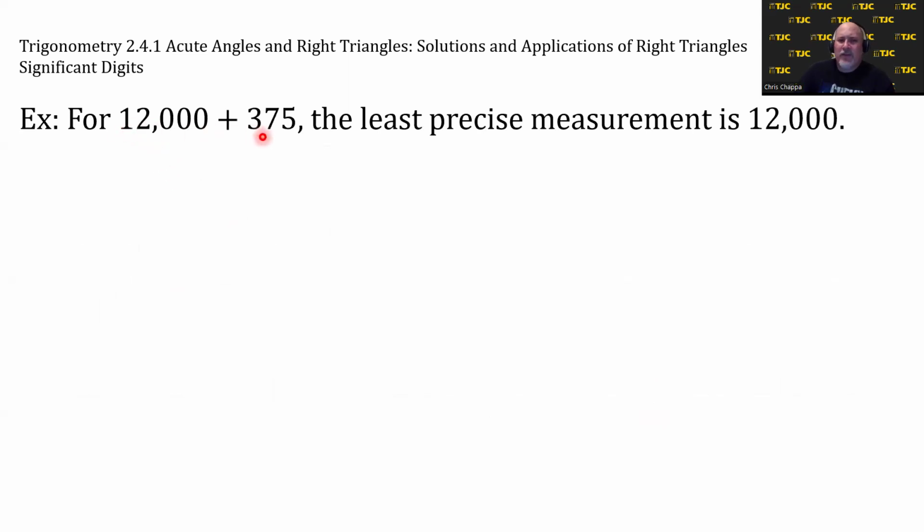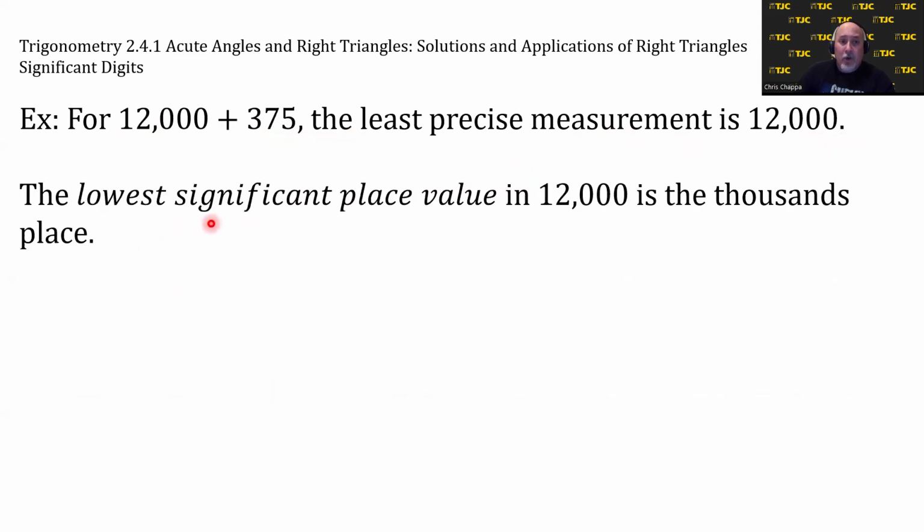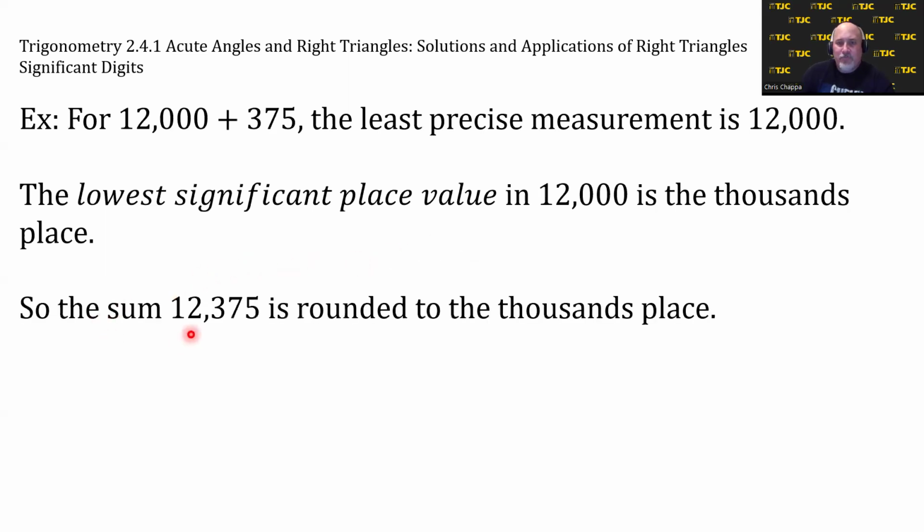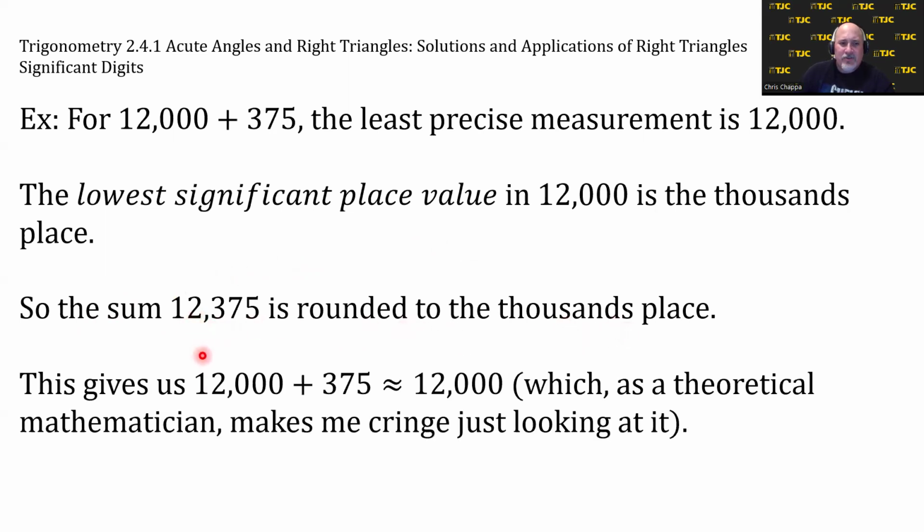Now, for something like 12,000 plus 375, the least precise measurement is the 12,000. It only has two significant digits. The lowest significant place value in this number is the thousands place. We have 10,000, but lower than that is thousands. So the sum, 12,375, is rounded to the thousands place. This gives us 12,000 plus 375 is approximately 12,000, which as a theoretical mathematician makes me cringe just looking at it. But that's the rule.